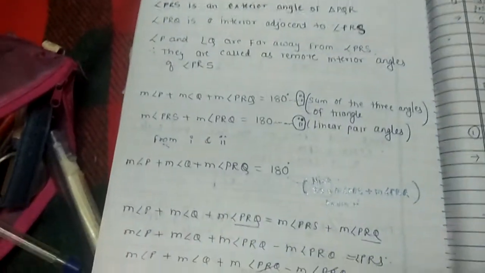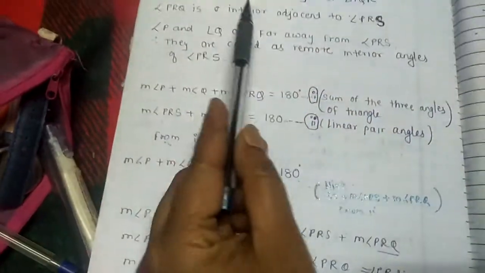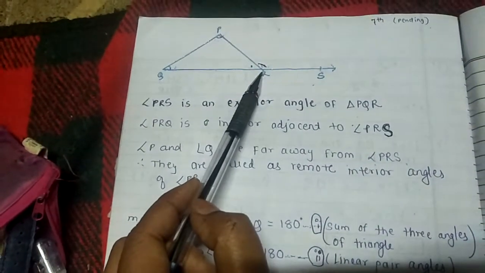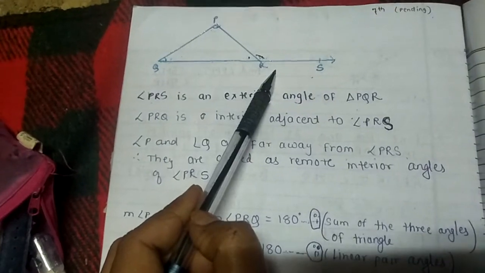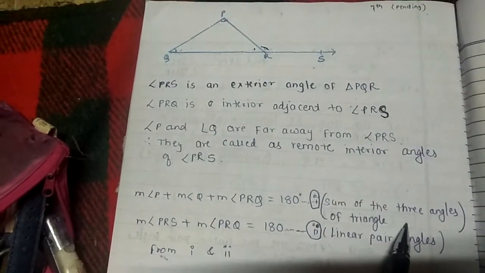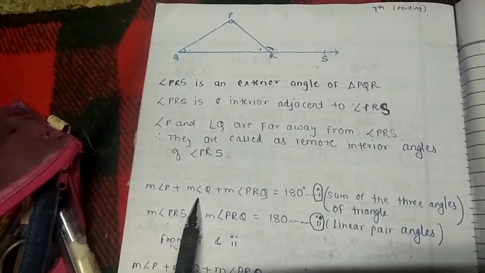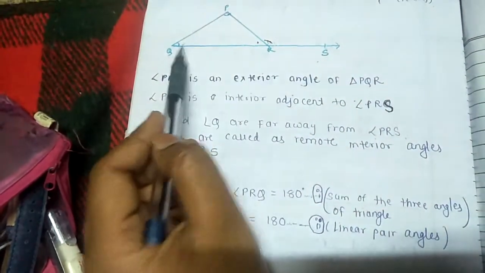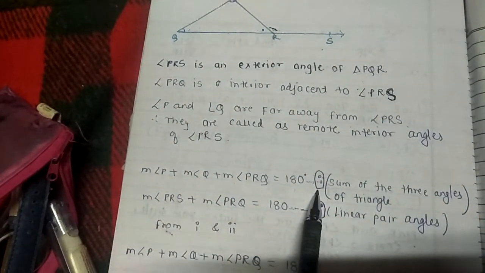Now, according to this property, see how the property comes. We know that the sum of measures of all angles of a triangle is equal to 180. It means angle P plus angle Q plus angle R is equal to 180 degrees, because it is the property that the sum of measures of all angles of a triangle is 180. So angle P plus angle Q plus this interior angle PRQ is equal to 180. We call that equation number 1.